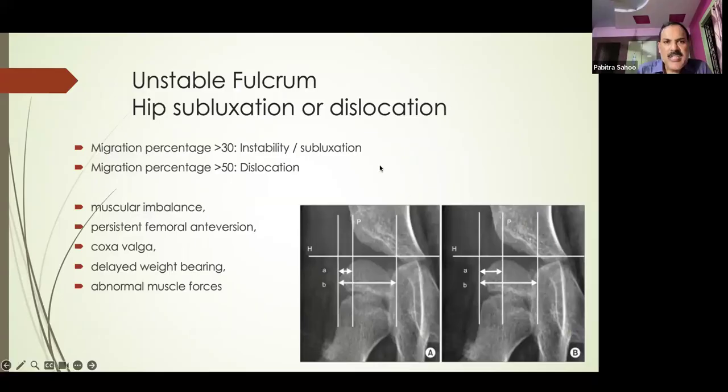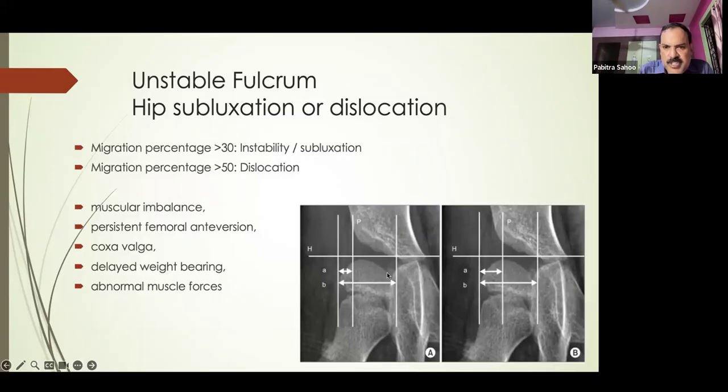So as I said, there will be excessive load on the abductor muscle, and there will be excessive anteversion, and there will be spasticity of the adductors also, the iliopsoas and adductors, that creates a subluxation force, and the head gradually subluxates out. So if the migration percentage is more than 30 percent, there will be instability that causes subluxation. When the migration percentage is more than 50 percent, that causes dislocation.